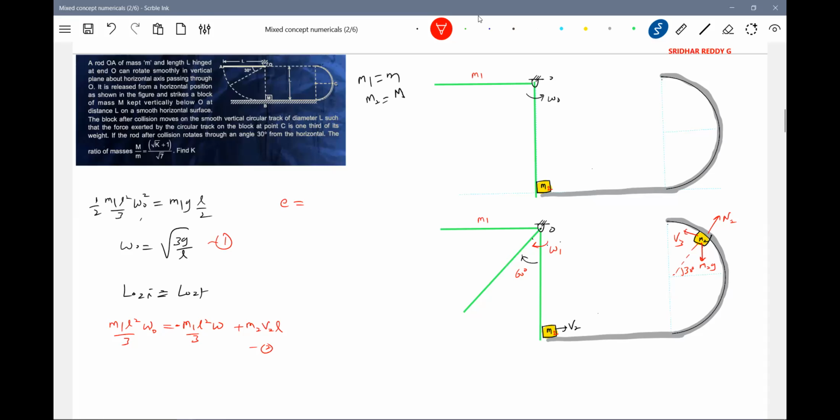The block after collision moves on a smooth vertical circular track. We didn't say anything about the collision. Okay, we'll see further. This will be equal to E, E equal to v2 minus l omega 1, divided by l omega naught minus 0.